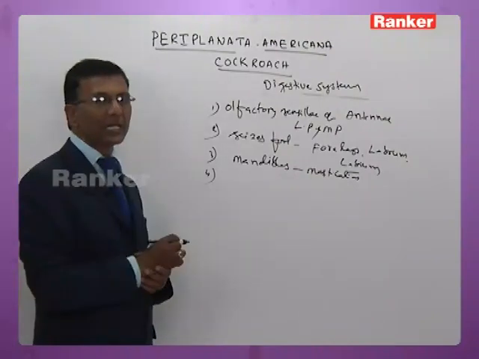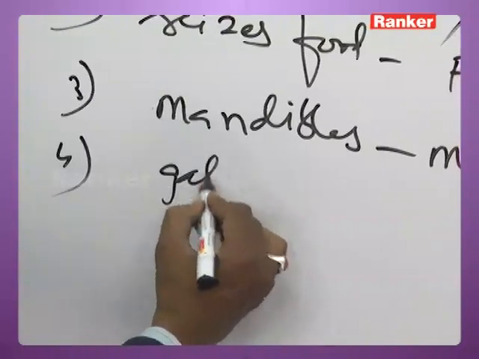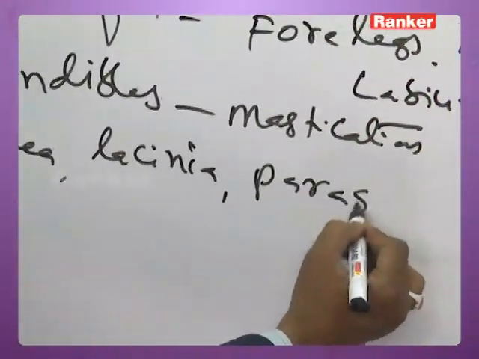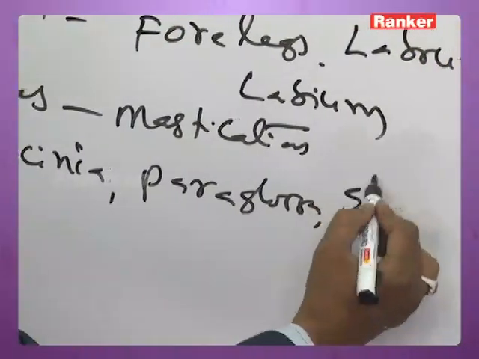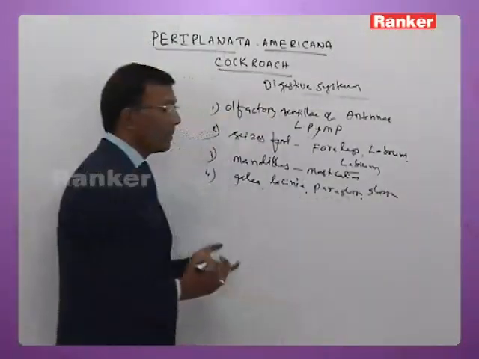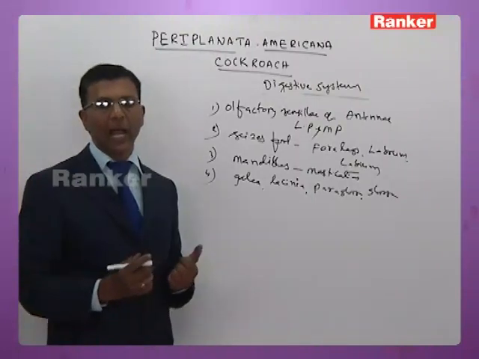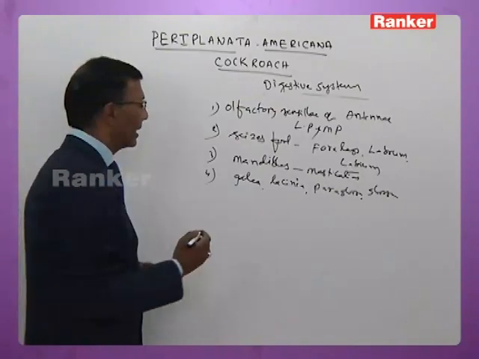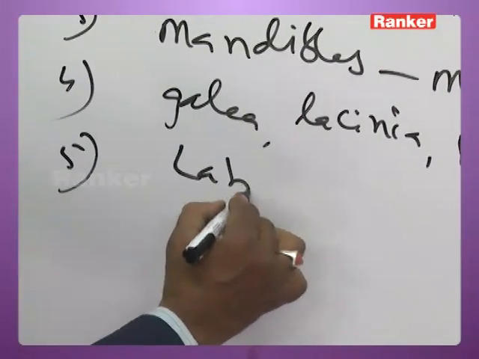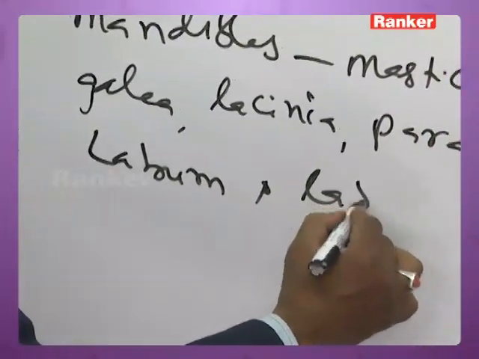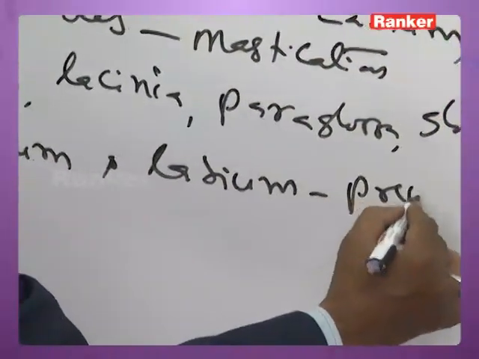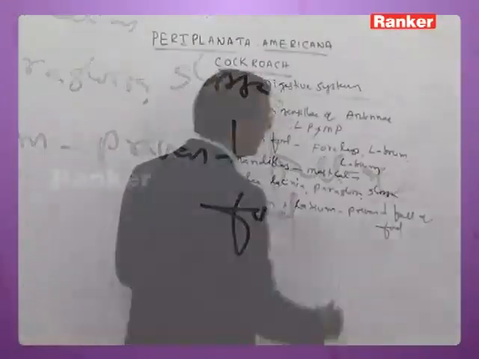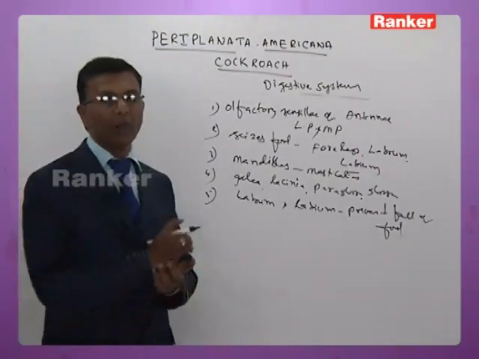While being masticated, galea, lacinia, paraglossa and glossa hold the food in the preoral cavity. Labrum and labium prevent fall of food.